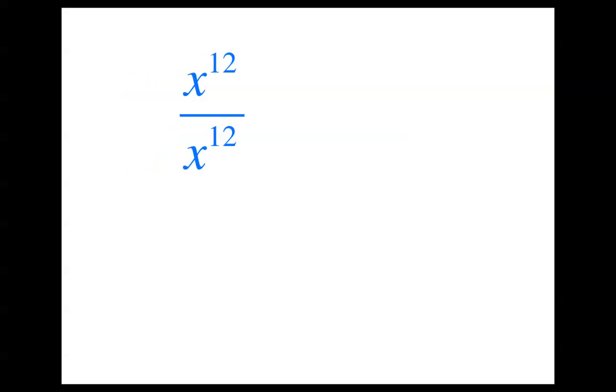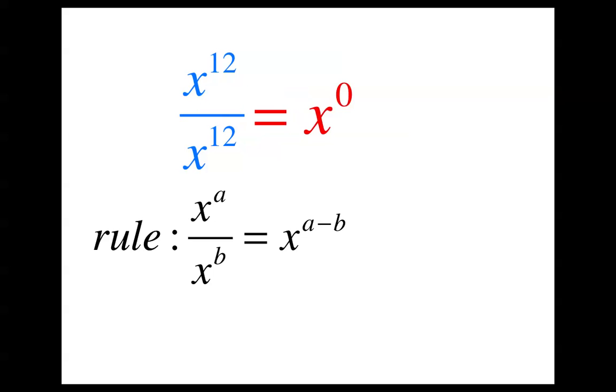All right. What happens in a problem like this? X to the 12th divided by x to the 12th. You know what the rule is. You know that you're supposed to do the top exponent minus the bottom exponent. You know that 12 minus 12 is 0. Now we have x to the 0 power. Are you allowed to have 0 powers? Well, 12 minus 12 is 0, right?